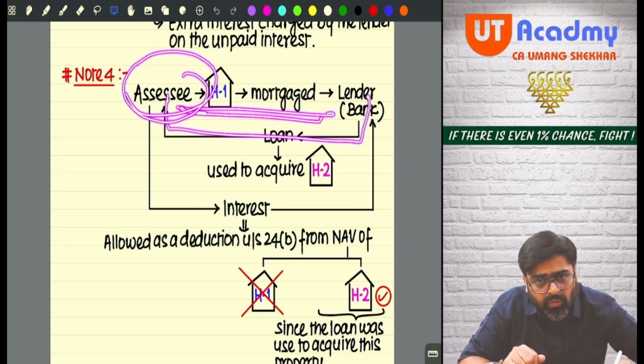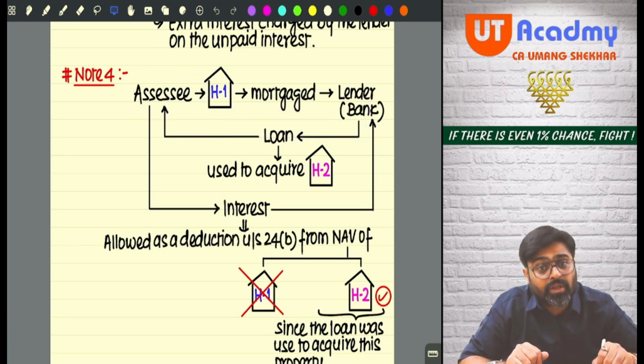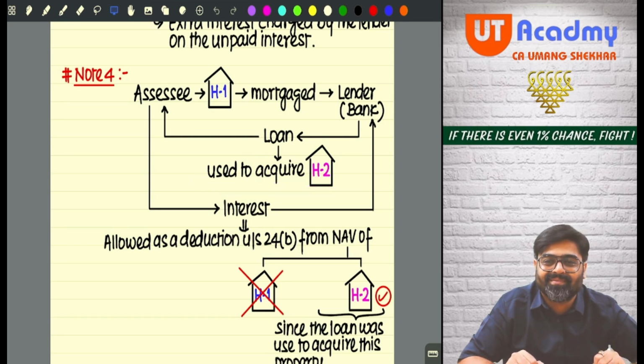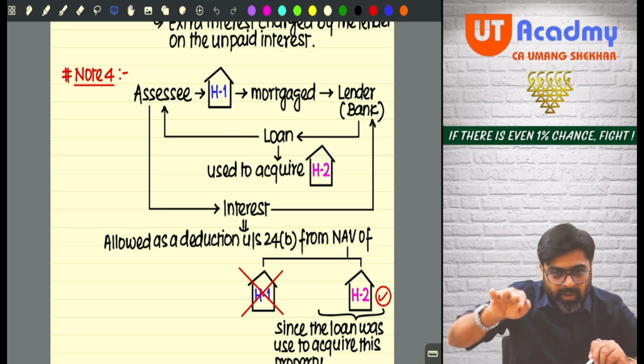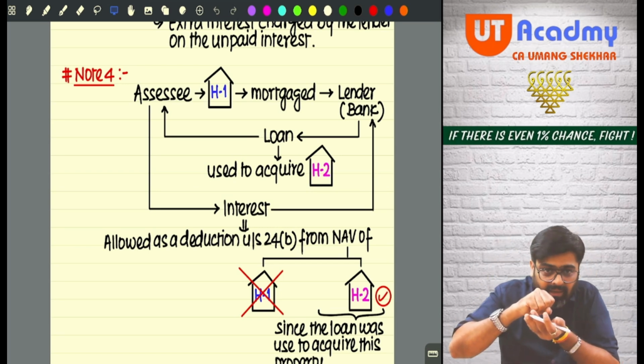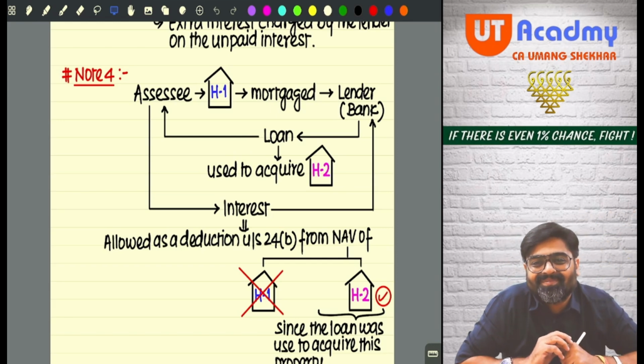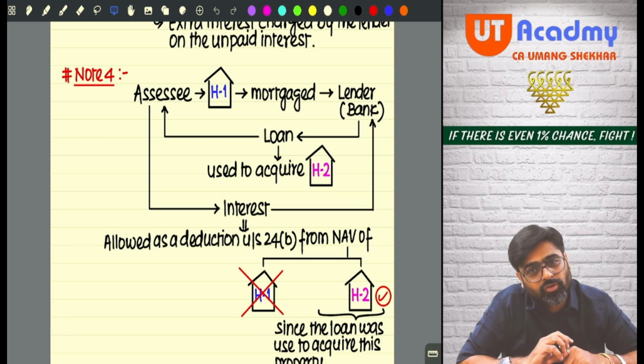Now what the assessee will do with this loan? Assessee has used this loan to buy another house property 2. So Bangalore house property mortgaged, took a loan, and by this loan a house property in Chennai is purchased. Now tell me, how many house properties assessee will have? One house property or two house properties? Come on, give me the answer fast. Two house properties. Sure. Absolutely right. You did not fall in my trap now.